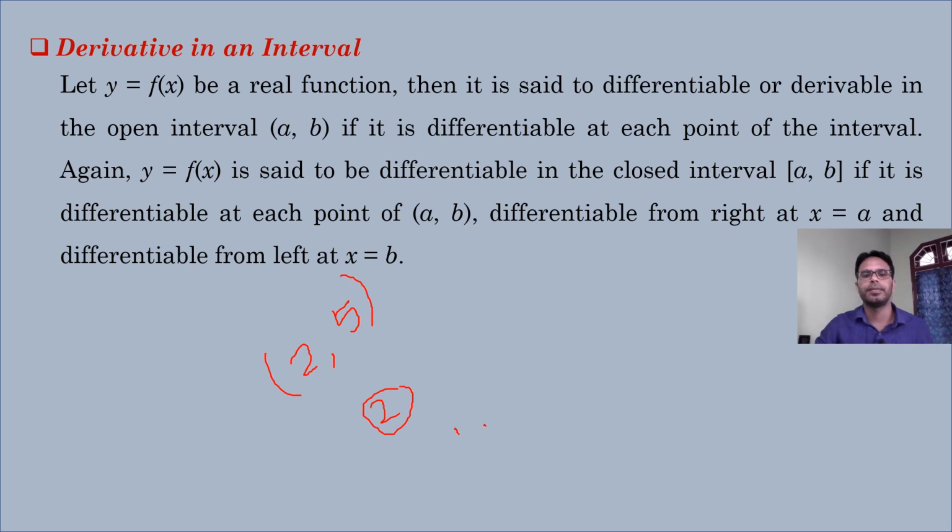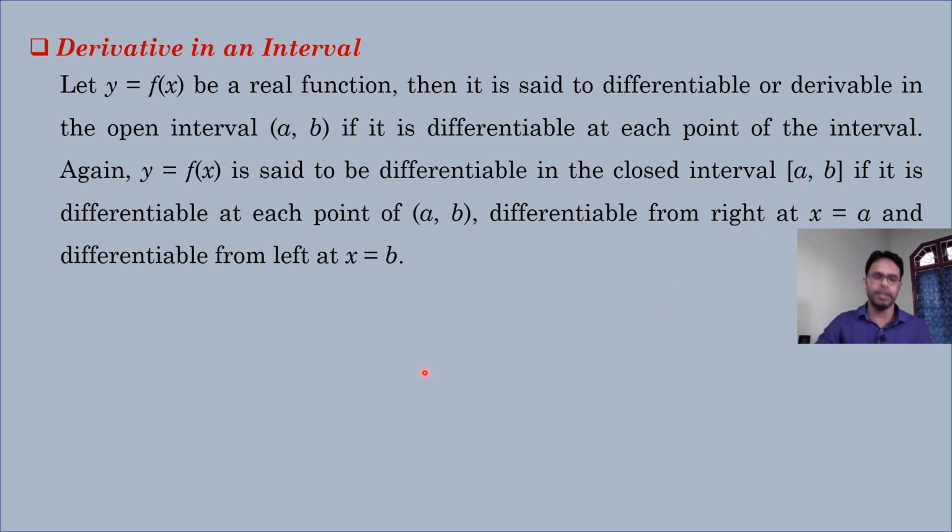And how to check differentiability, you already know by using that definition, the limit as h tends to 0. Again, the same function is said to be differentiable in the closed interval. When we take the closed interval, this time a and b are included in the discussion. So this function is differentiable in the closed interval if it is differentiable in the open interval, meaning between a and b the function should be differentiable at all points between a and b, as well as it should also be differentiable at the end points a and b.